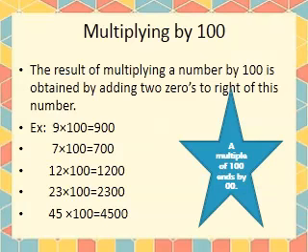Now, after watching the video, multiplying by 100. The result of multiplying a number by 100 is obtained by adding two zeros to the right of this number. So 9 times 100 is 900, two zeros at the end. 7 times 100 is 700, so two zeros to the right. 12 times 100 is 1200, two zeros to the right. 23 times 100 is 2300, two zeros to the right. So every time you multiply a number by 100, you are going to get two zeros at the end.